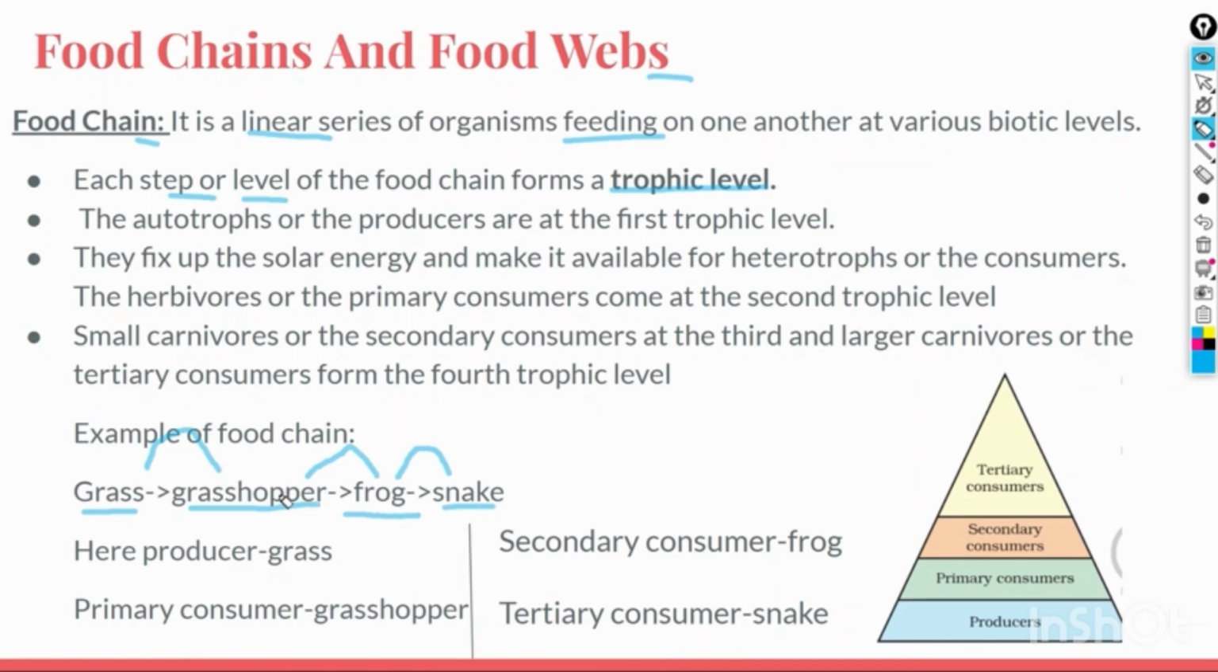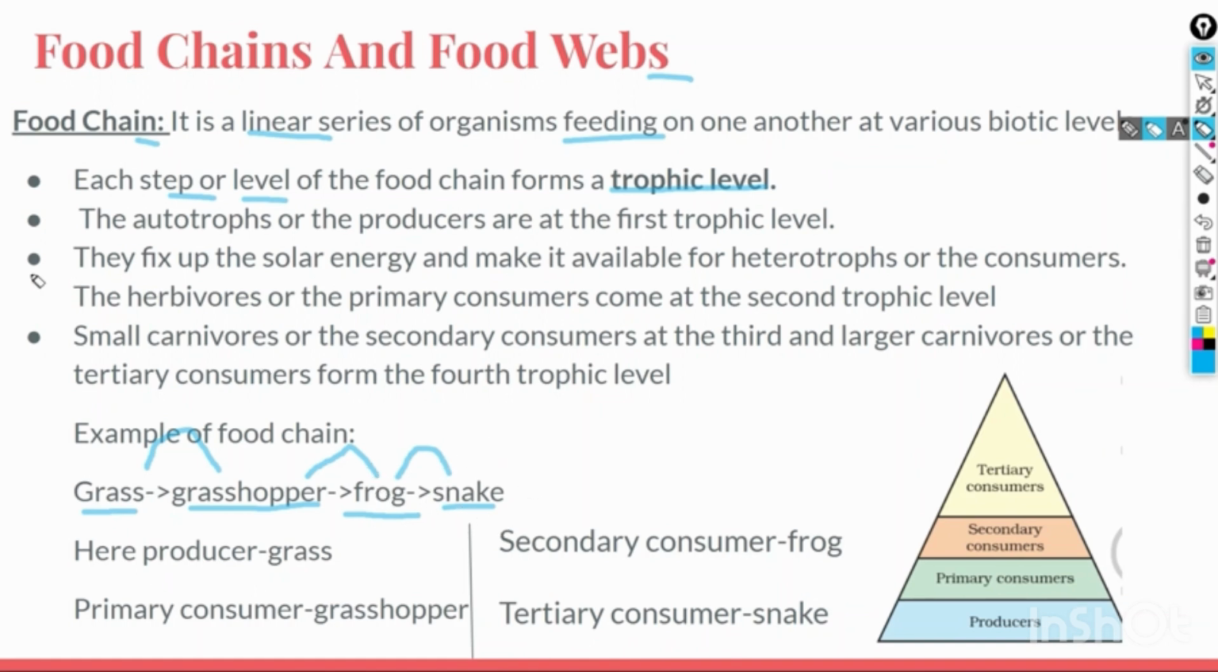So all these represent various levels of the food chain. These various levels are called the trophic levels. So each step or level of a food chain forms a trophic level. So this grass forms a trophic level, all the grasshoppers form a trophic level, frogs form a trophic level, and the snake forms a trophic level.